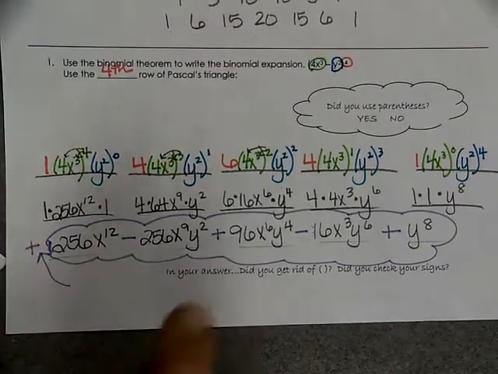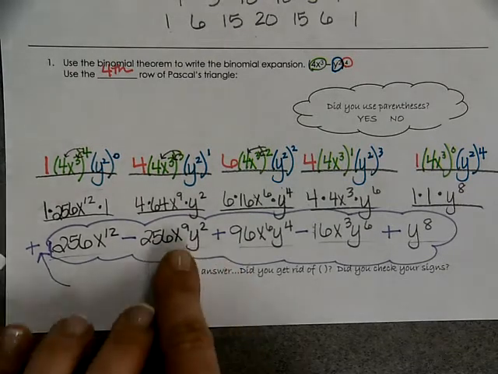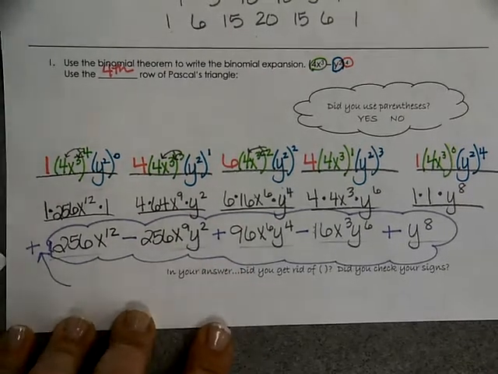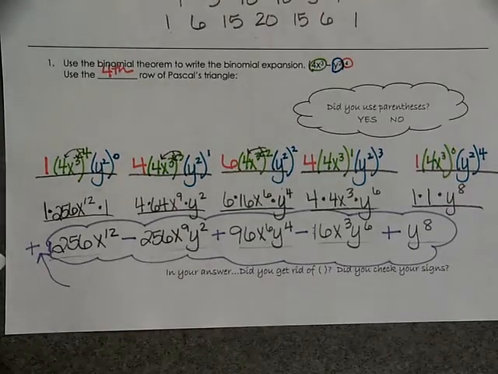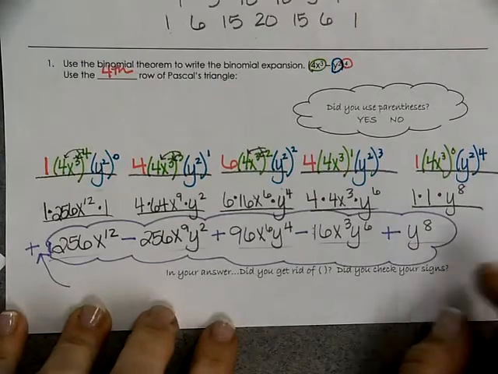But my final answer would be 256x to the 12th minus 256x to the 9th y squared plus 96x to the 6th y to the 4th minus 16x cubed y to the 6th plus y to the 8th.